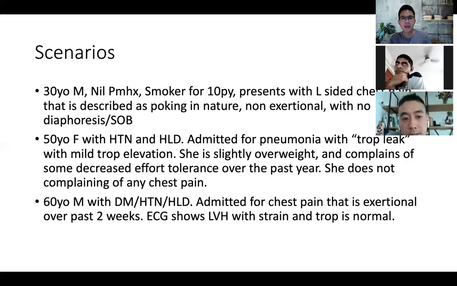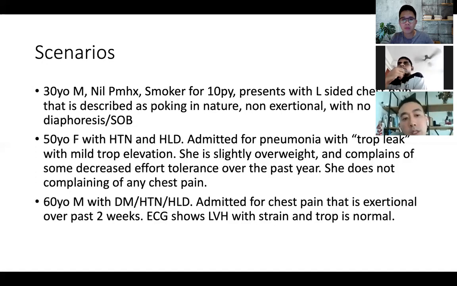Okay. So the second patient is the 50-year-old female with hypertension and hyperlipidemia. She's the one who seemed to have some myocardial injury following a pneumonia. She is slightly obese as well and has some decreased effort tolerance. So what might be a suitable evaluation modality for her?